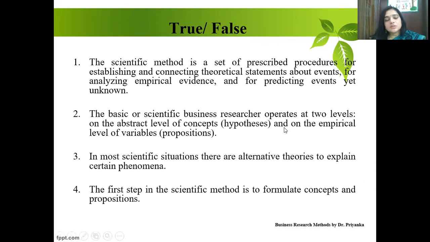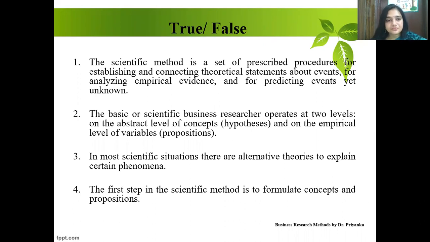Now some true or false. Number one, the scientific method is a set of prescribed procedures for establishing and connecting theoretical statements about events, for analyzing empirical evidence, and for predicting events yet unknown. If you don't know whether it's true or false, read it again and then answer calmly.